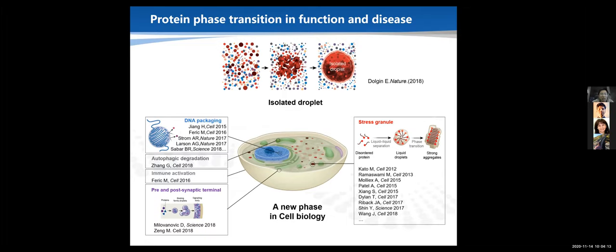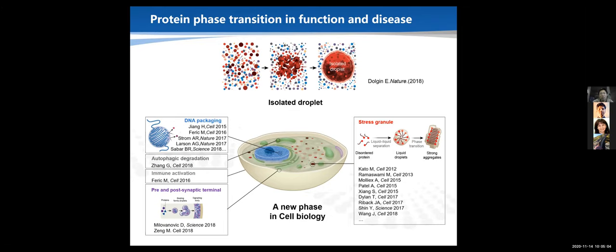But before all of this, actually the first case of protein phase separation was intensively studied in stress granule formation. The researchers previously found that in these proteins, especially RNA binding proteins, they could form liquid-like droplets involved in stress granule formation. But when this process is dysregulated, the protein can further condense into strong amyloid aggregates related to neurodegenerative disease. So my research interest is to study the regulation of this continuous protein phase transition. What are the factors involved and how do they regulate this transition?